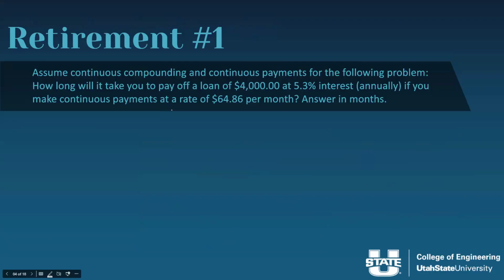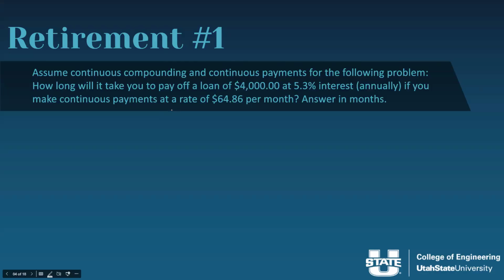There's a lot of expense, that's the trick here. Okay, let's get started on these retirement questions. So reading through the problem, we have to figure out what information we can pull from the problem statement. It says, how long will it take you to pay off a loan of $4,000 at a 5.3% annual interest rate if you make continuous payments at a rate of $64.86 per month?